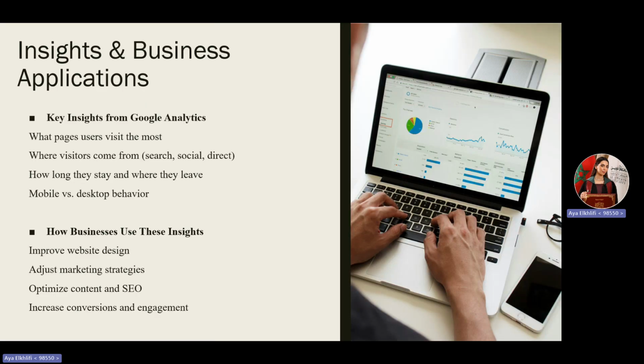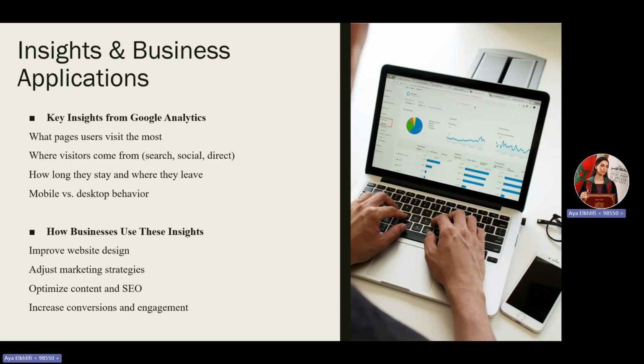So Google Analytics basically shows which pages users visit the most, what content draws the most attention, and where visitors come from, whether search engines, social media, and so on, as we said earlier. The key insight is how long users stay on the website and where they exit, which helps detect pages that need improvement or content that is not engaging enough. It also compares mobile and desktop behavior, which is an essential insight since most traffic today, as we know, comes from mobile devices.